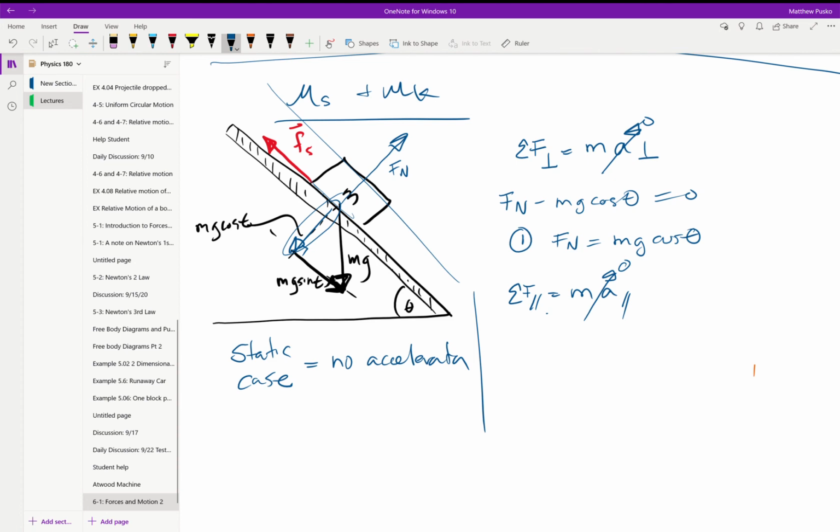I want to call that direction positive. Then we'd have an mg sine theta and a minus force of friction, and that all equals 0. So we see the static friction would be mg sine theta.